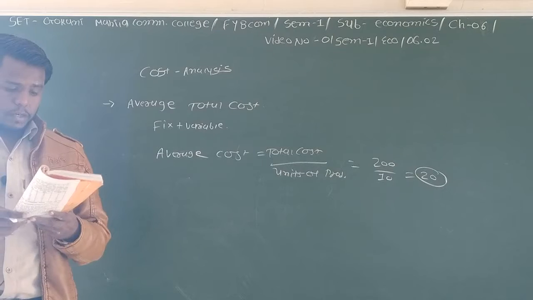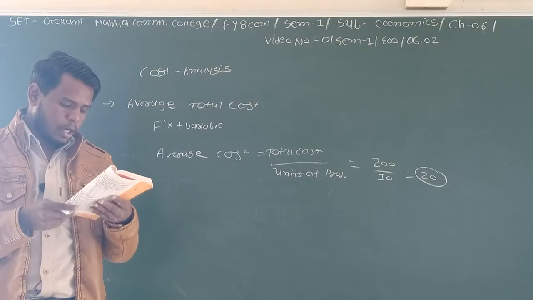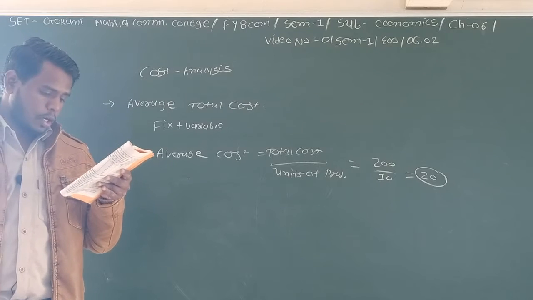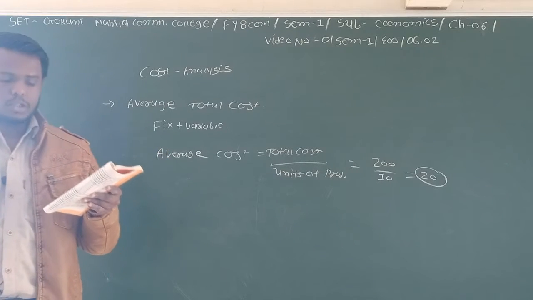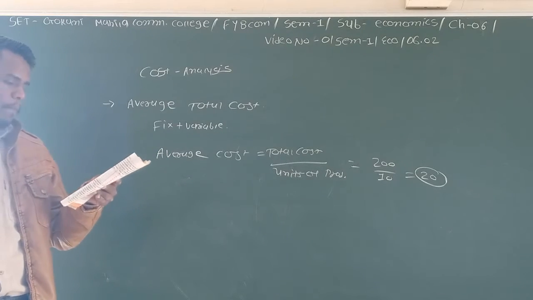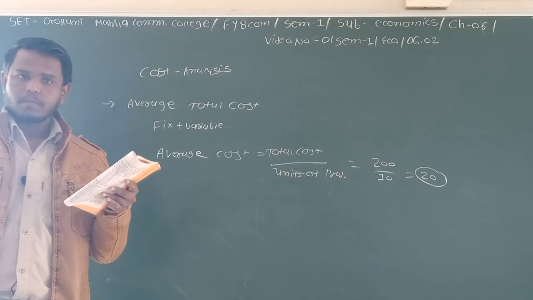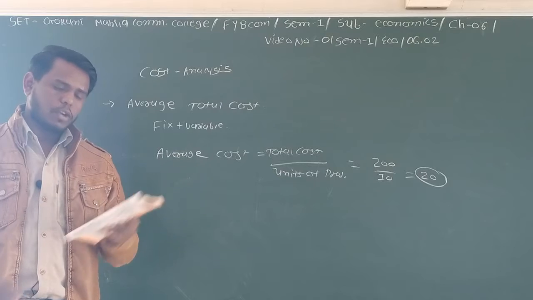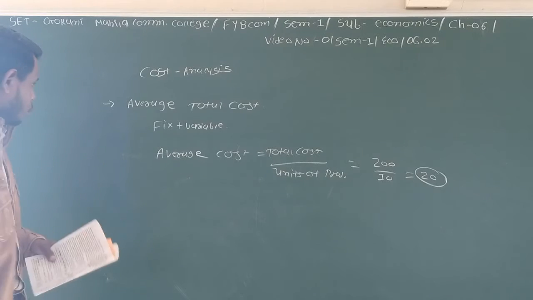The same example is given here also. Suppose the total cost is rupees 200 and there are 10 units of production. Average cost would be 200 divided by 10, which is rupees 20. Thus rupees 20 is the average cost of the production. This is the average cost.